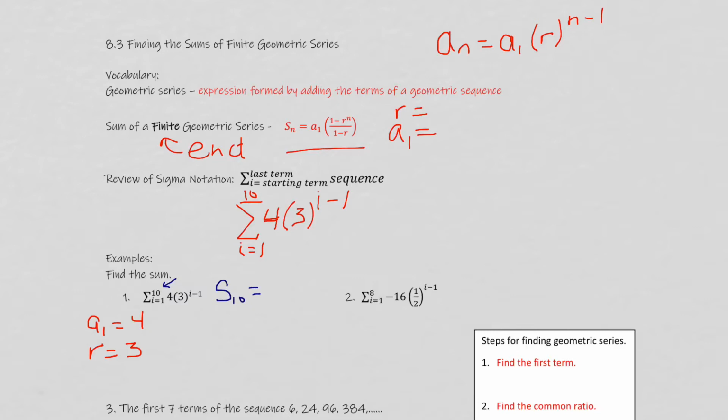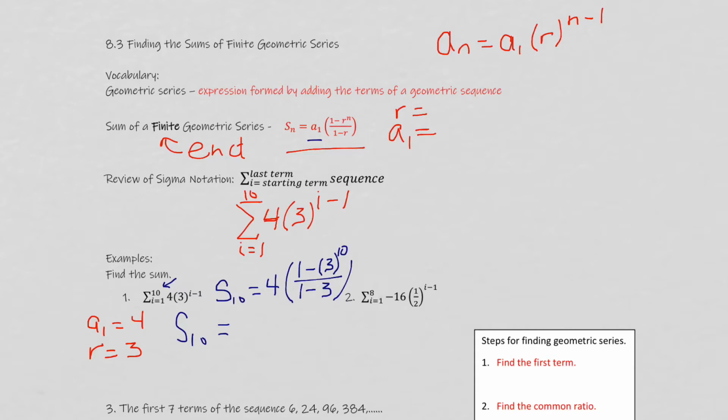And that's going to be my first term, which we said was 4. And then I have 1 minus my r to the 10th power, because that's what my n is representing, the terms I'm putting together. And then 1 minus 3. And honestly, I would type all this in my calculator because it's going to become a very large number.